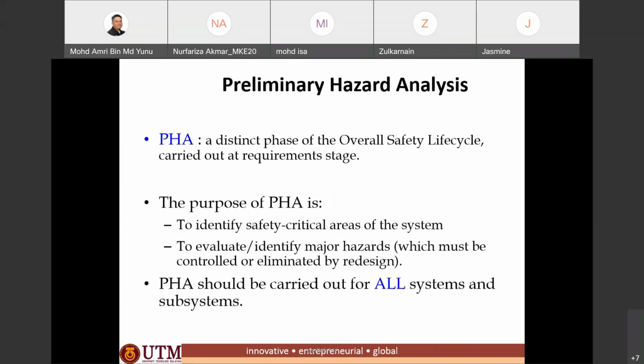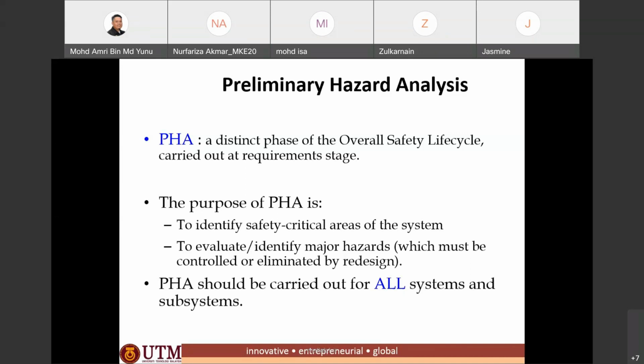This is called the PHA, preliminary hazard analysis. It is a phase of the overall safety life cycle carried out at the requirement stage. The purpose of PHA is to identify safety critical areas of the system, and to identify major hazards that must be controlled or eliminated by redesign. The PHA must be carried out on all systems and subsystems, especially during the design process.